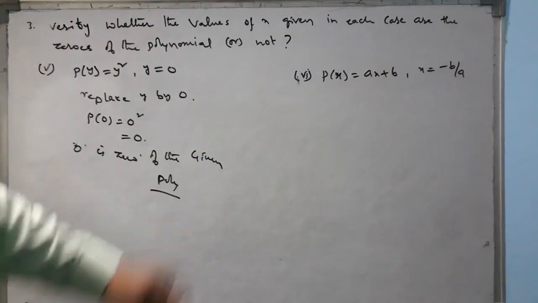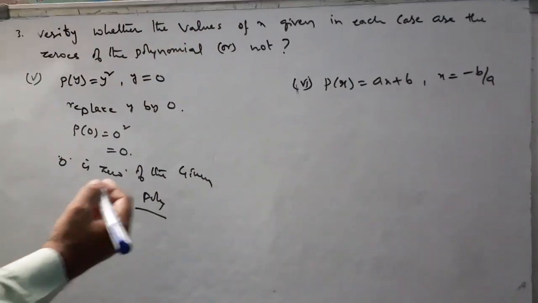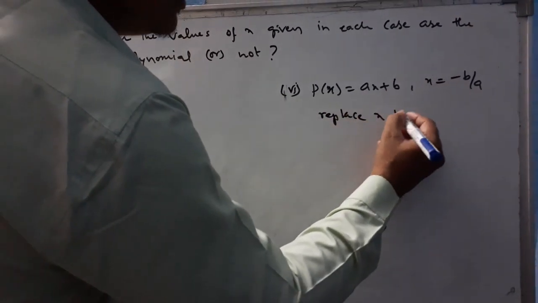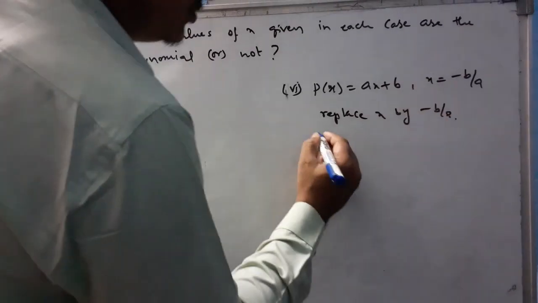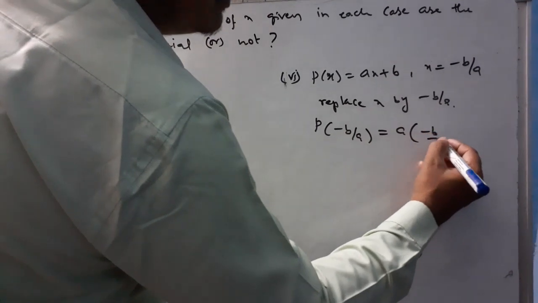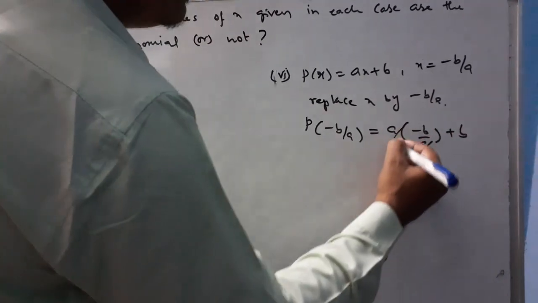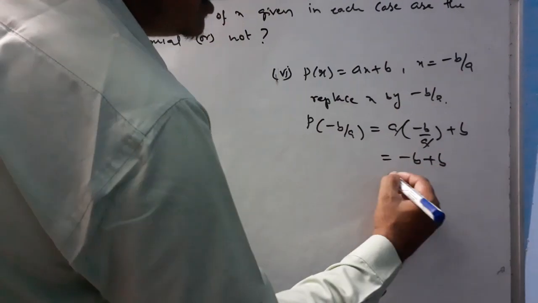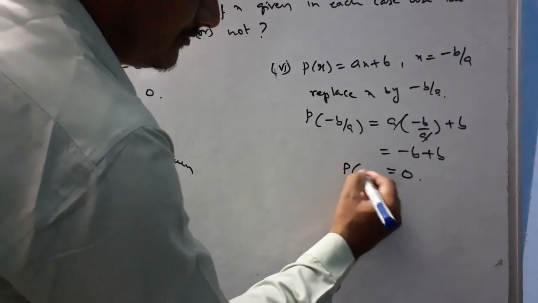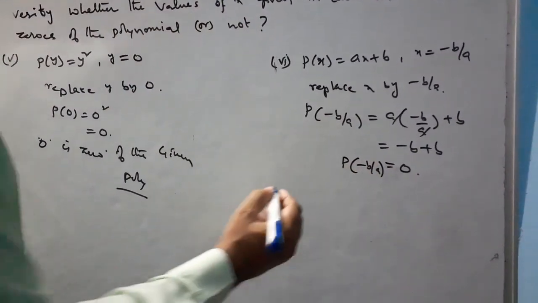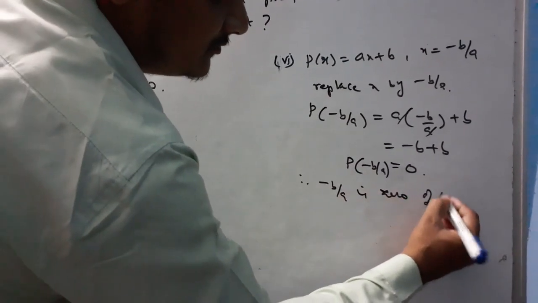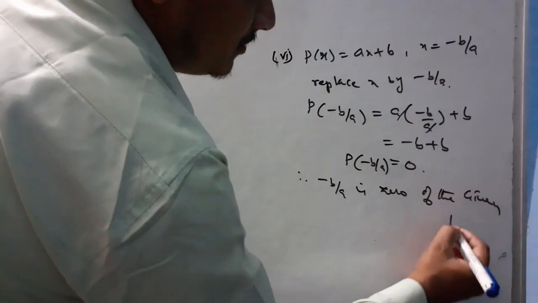Next, p of x equal to ax plus b, x is equal to minus b by a. So here also replace x by minus b by a. So p of minus b by a is equal to a into minus b by a plus b. The a will be cancelled, that is equal to minus b plus b. Minus b plus b, they both cancel, giving 0. So p of minus b by a equals 0. Therefore minus b by a is a zero of the given polynomial.